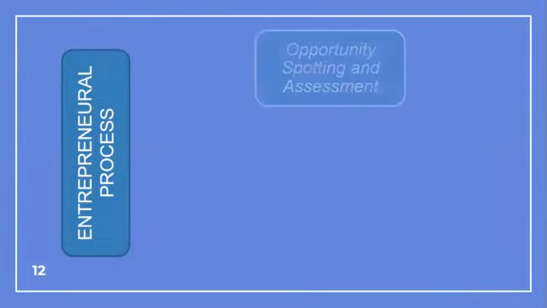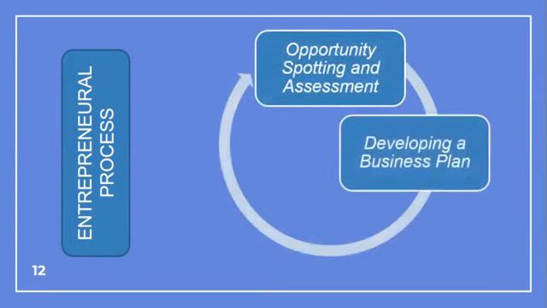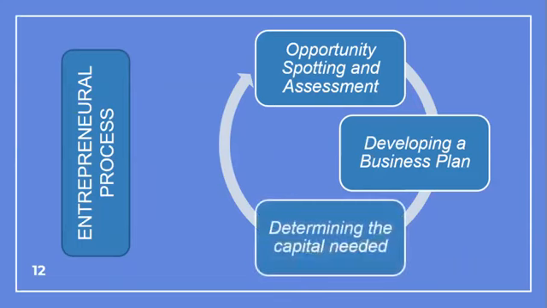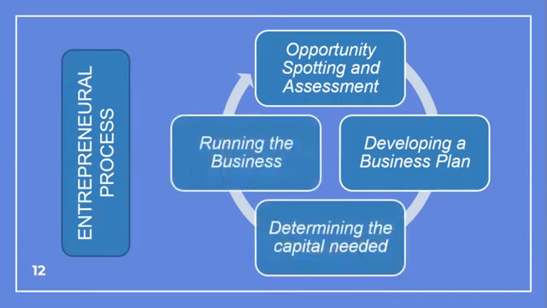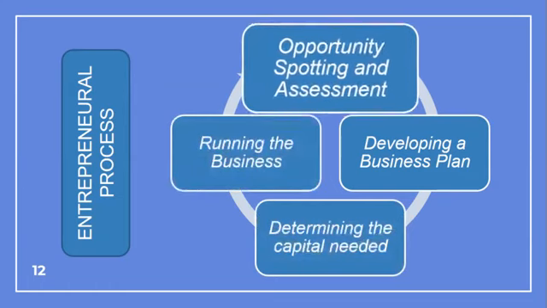So again, ulitin natin yung entrepreneurial process. So we start with the opportunity spotting and the assessment. Next is after we have spotted the opportunity, we have assessed the opportunity, we are going to develop the business plan. So again, the business plan is the core guide or the direction of the entrepreneur in his or her business. And after natin tapos yung business plan is yung next naman is yung determining the capital needed, and lastly is running the business. So this is our entrepreneurial process.